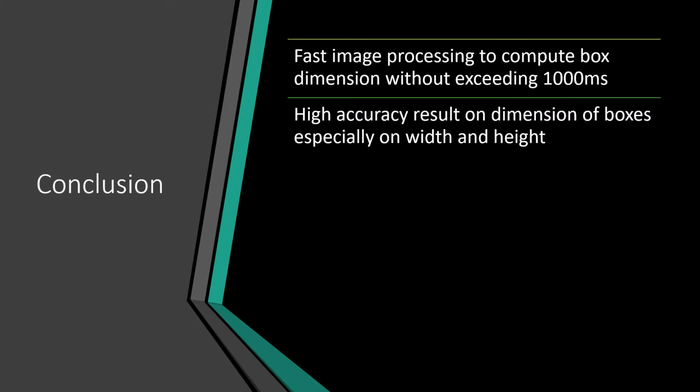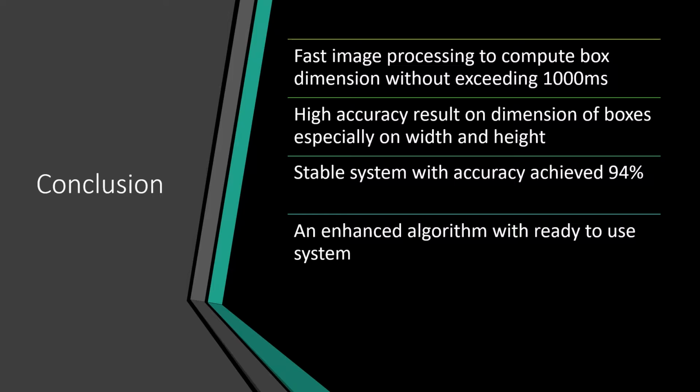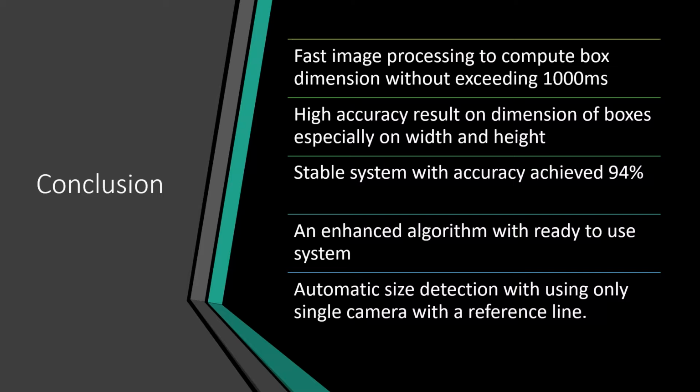The conclusion, I can say that my image processing can compute box dimensions without exceeding 1000 milliseconds. That means in less than 1 second itself. My system has a high accuracy result on the dimensions of the boxes, especially on the width and the height of the object. I can say that this system is a stable system with the accuracy achieved at 94%. This system is an enhanced algorithm with a ready-to-use system after I reviewed most of the existing algorithms. This is the automatic size detection using only a single camera and a reference line.